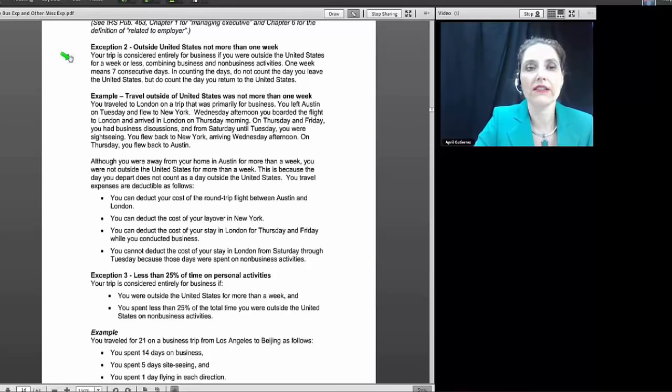Exception number 2, the travel outside the United States is not more than 1 week. Your trip is considered entirely for business if you were outside of the United States for a week or less, combining business and non-business activities. 1 week means 7 consecutive days. In counting the days, do not count the day you leave the United States, but do count the day you return to the United States. So we have another similarity here to holding period with capital gains.